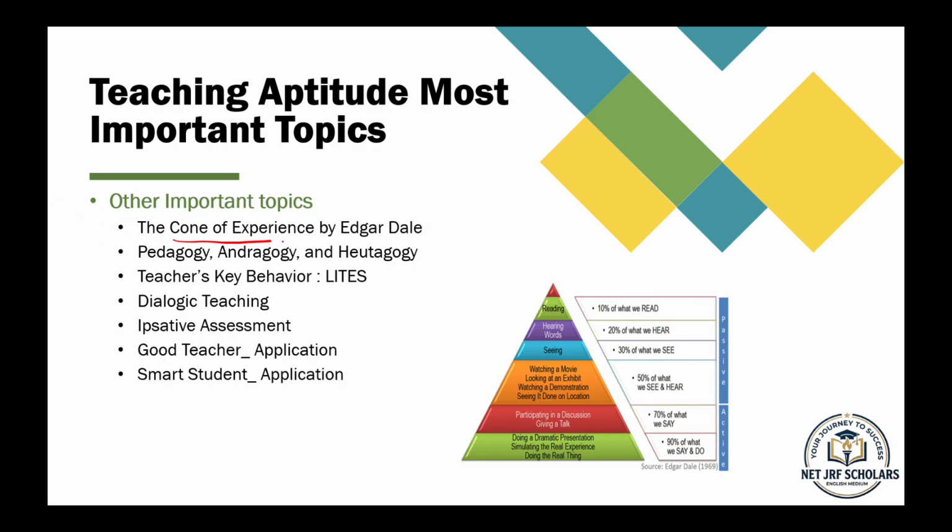And next is the cone of experience by Edgar Dale. Whatever you read, you will only remember 10% of it. Whatever you hear, you remember 20% of it. What we see, we remember 30% of it. What we see and hear, more. Sometimes they ask for these percentages, mostly in matching type questions. This is how they'll ask with respect to the cone of experience.